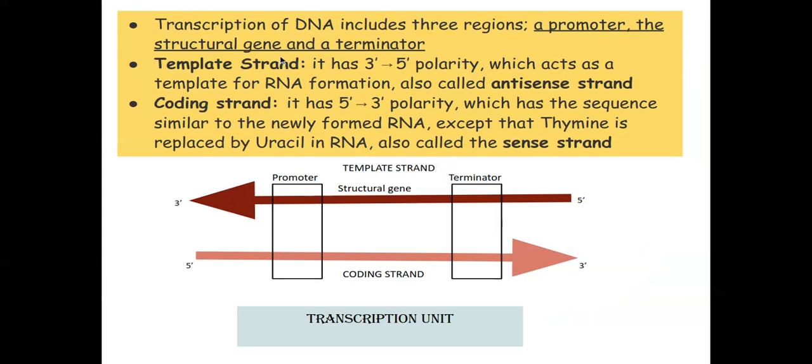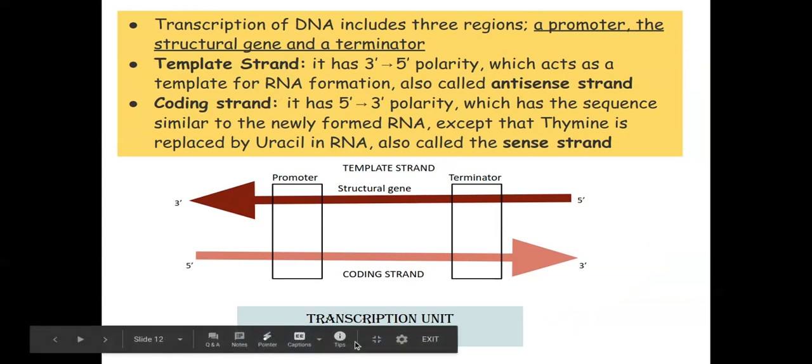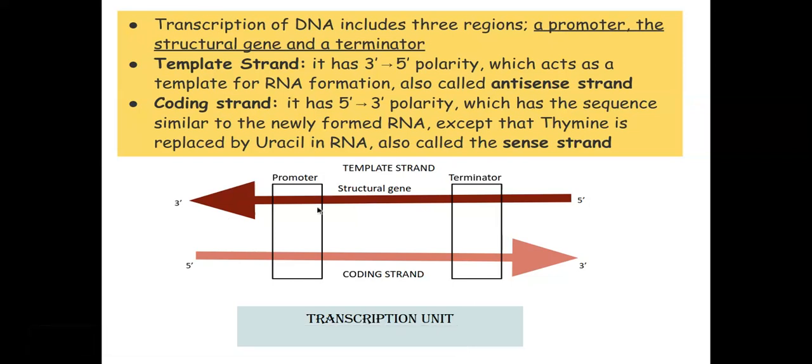In transcription, we need to understand first what a transcription unit is. So, here we can see a transcription unit. A transcription unit has three regions: the promoter region, the terminator region, and the structural gene which is in between. Or we say that the structural gene is flanked by the promoter at one end and the terminator at the other end. The promoter region is the region where the transcription will start. The terminator is the region where the transcription will end.